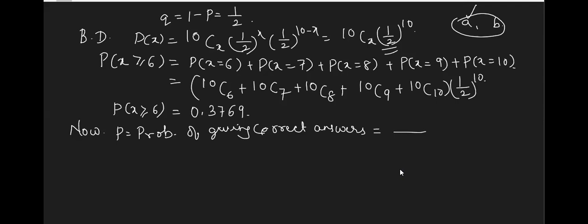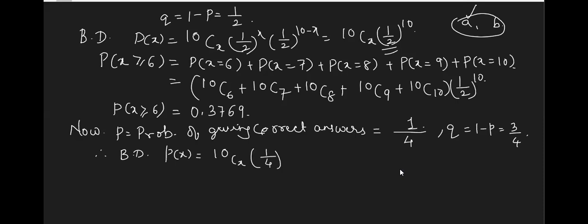So how many options are there? 4 options in total, and 1 is correct. So obviously 1 by 4. What is Q then? 3 by 4. Therefore, the binomial distribution is going to change: P(x) equals 10Cx, n is the same, P and Q have changed, so (1/4)^x (3/4)^(10-x).